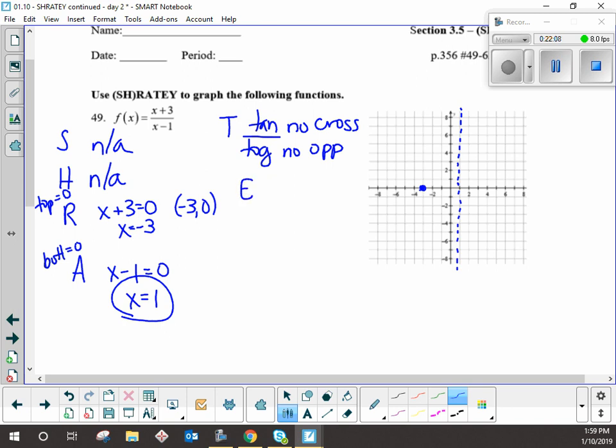E is for end behavior. You're looking at the original function. Of course, we didn't factor anything here, so it doesn't matter. But you're looking at the leading terms. It's the terms out front, the very first term on the top and bottom, which in this case is x over x. How does that simplify? 1. And so our horizontal asymptote is at y equals 1.